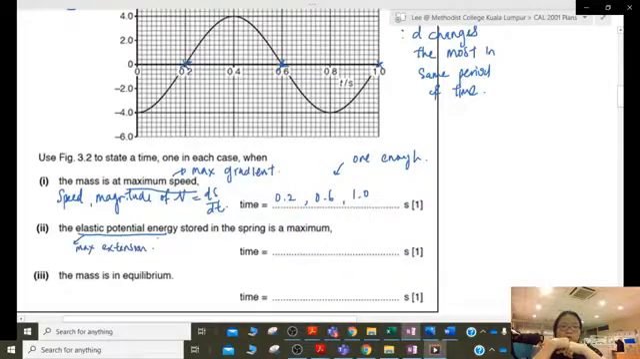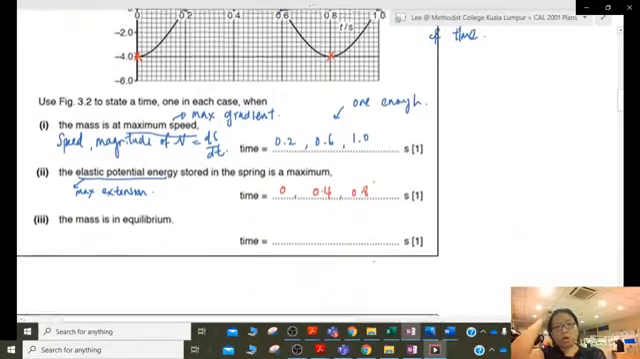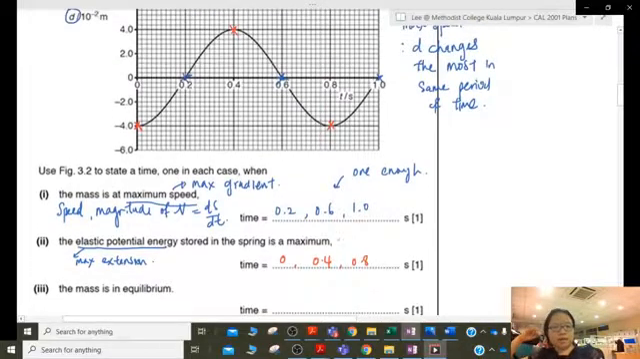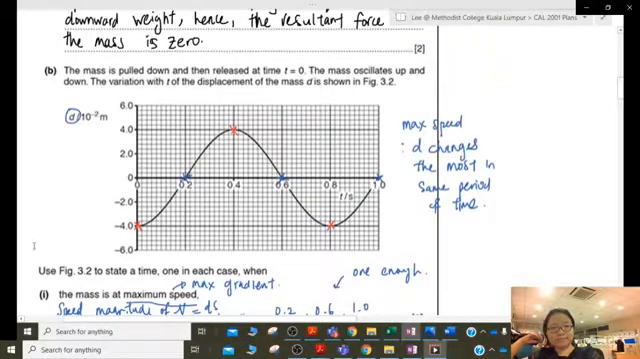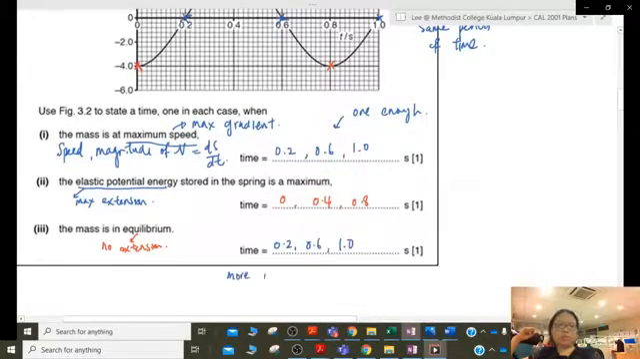Don't write extra. Alright, so elastic potential energy stored is maximum. You look for maximum extension, maximum compression, and maximum extension. Okay, so all these points are accepted. And if you want to find where the mass is in equilibrium, the mass is in equilibrium when there's no extension, so no added extension, which is 0. Now, if you find all of the 0 displacement, you just copy the time from part 1.